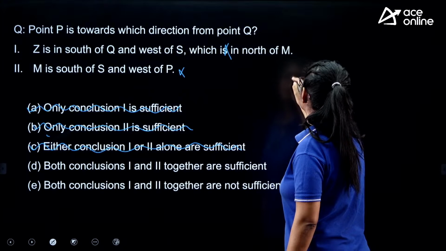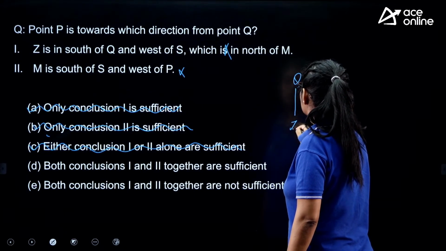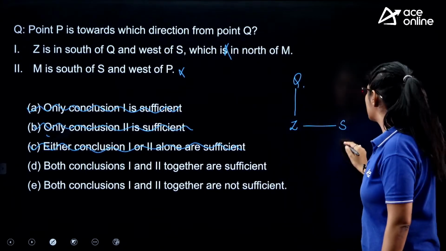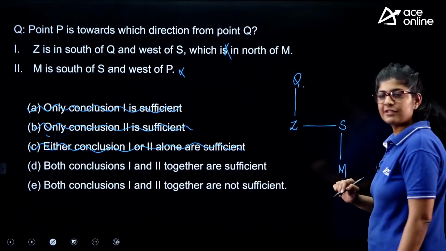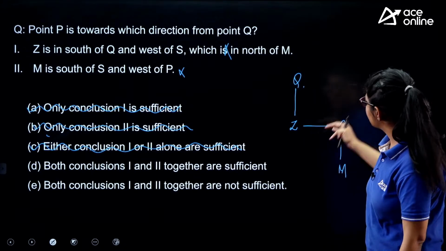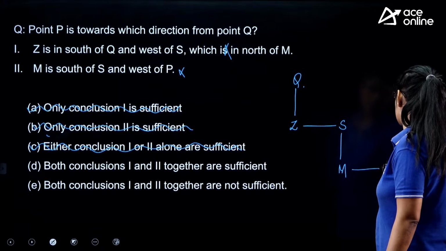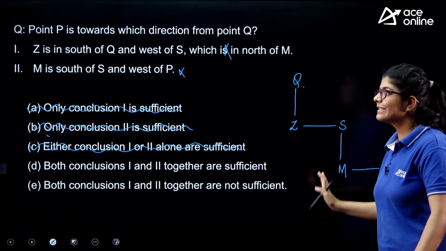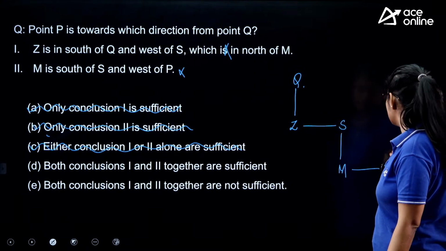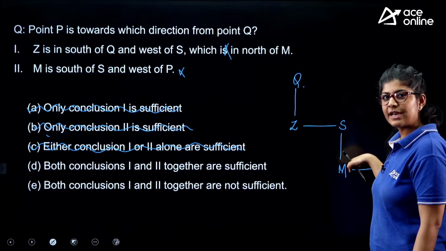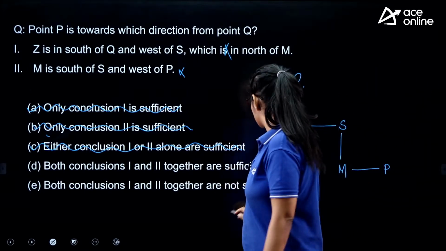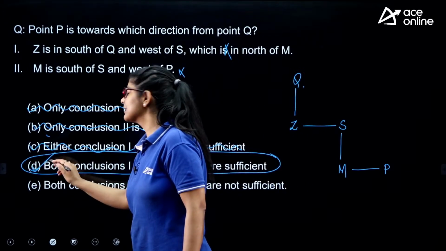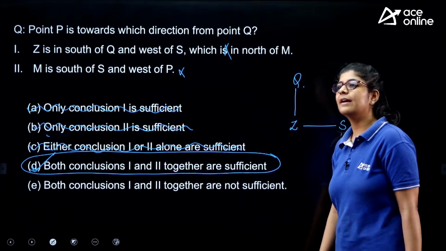So Z is in the south of Q and west of S. S is in north of M. So this is first, right? M is in south of S and west of P. Now this is my second, and after combining these two, we can easily answer that point P is in the southeast direction of Q. So we need both together to get the answer. Option number D is the correct one.